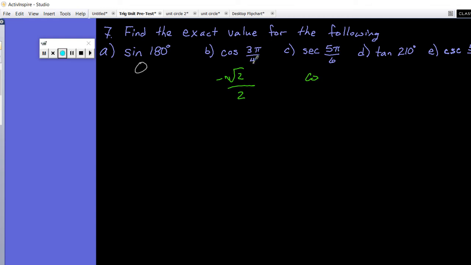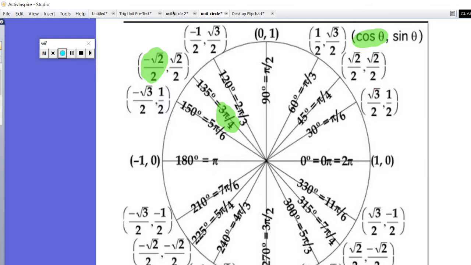Secant is the reciprocal of cosine. So I'm going to find my cosine of 5 pi sixths first of all. 5 pi sixths, that is this one. Cosine is the beginning, so that is negative square root of 3 over 2.